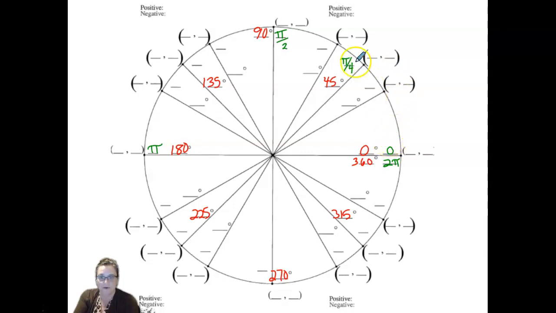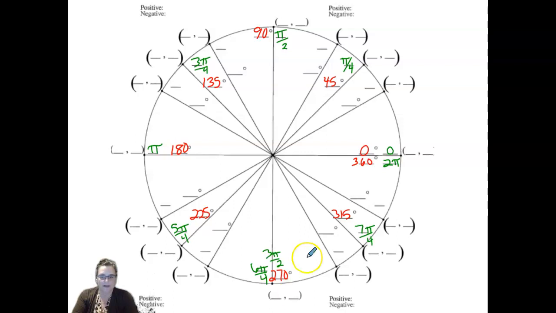So this is 0, 1 pi over 4, 2 pi over 4, 3 pi over 4, then 4 pi over 4, 5 pi over 4, 6 pi over 4, which is 3 pi over 2. Then 7 pi over 4, 8 pi over 4, which is 2 pi.